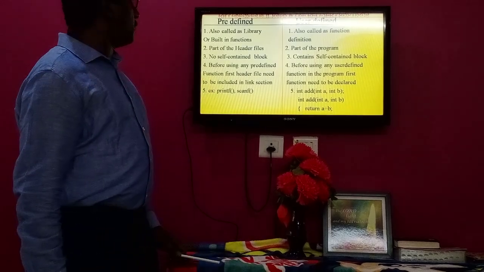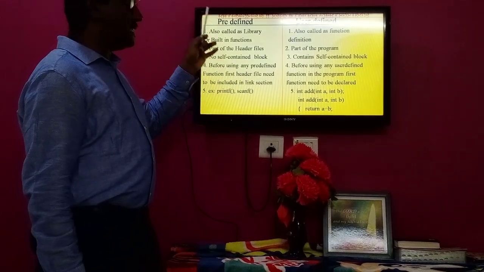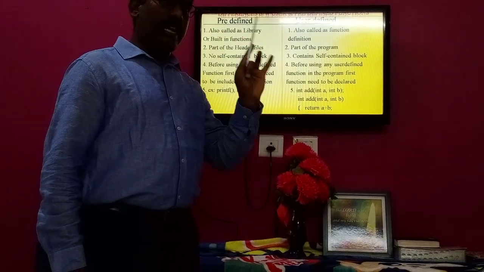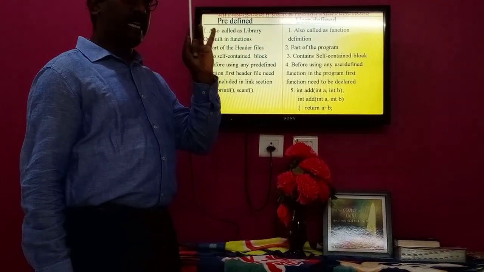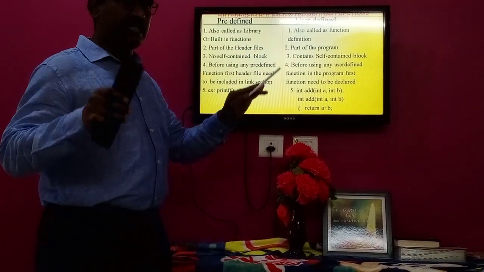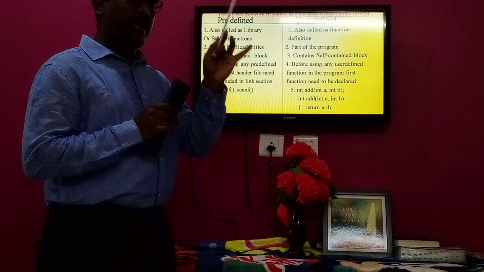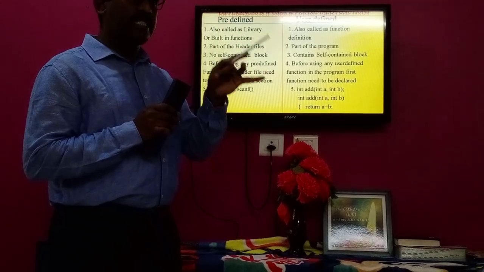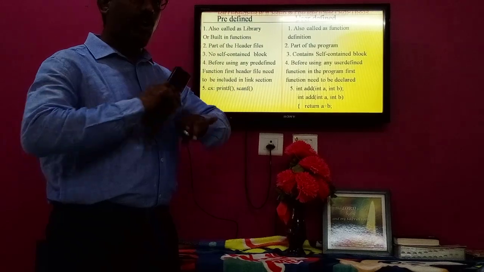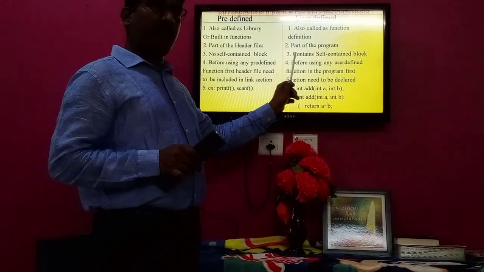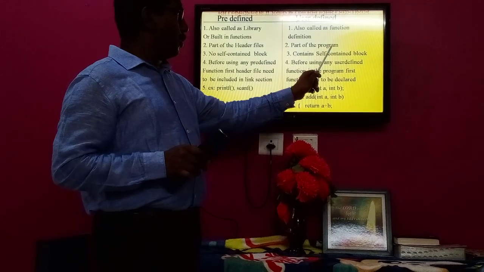And the second point is the part of the header files. These predefined functions reside at one place. That place is called library. It is also called system library, also called C library. All predefined functions reside at one place, and that place is called library. Those functions are stored in a particular place, called header files. All these header files are part of the library. But all user defined functions are part of the program.